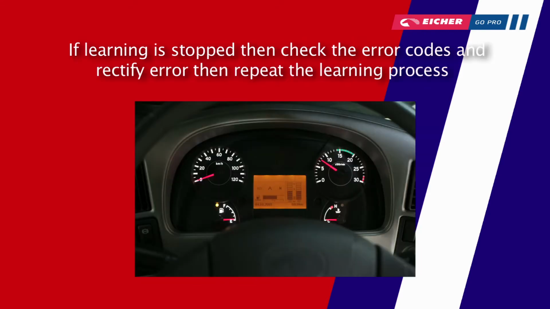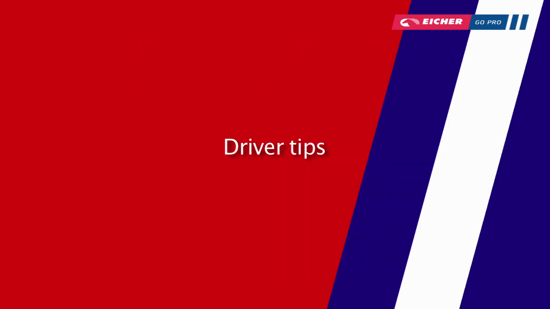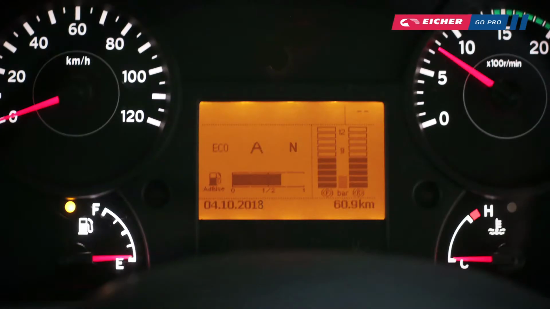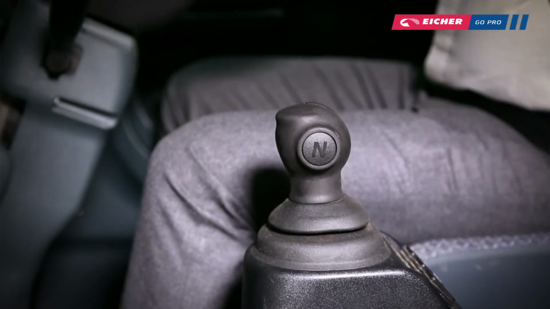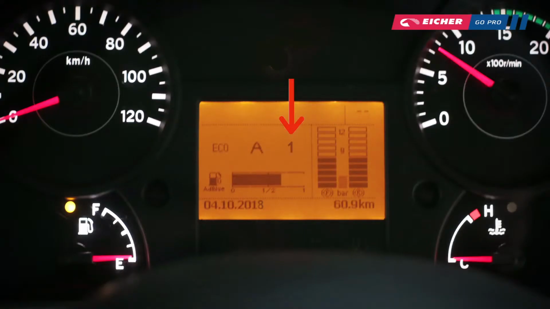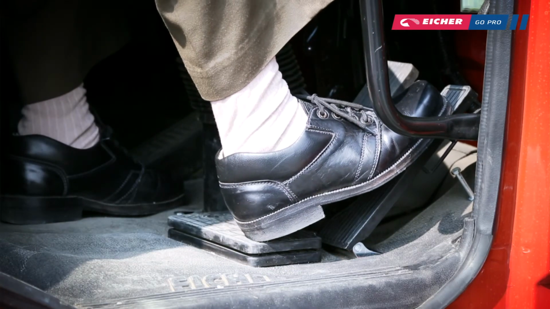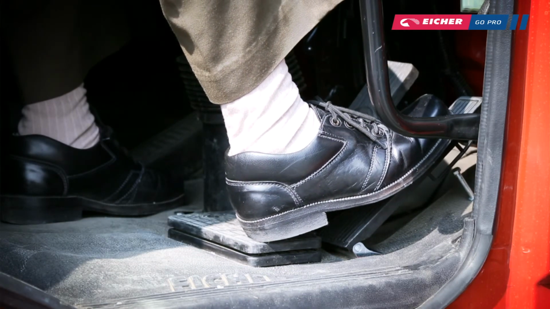Note: if learning is stopped, then check the error codes and rectify the error, then repeat the learning process. Driver tips. To operate the AMT, pneumatic pressure should be between 6.5 to 8 bar. Operate the joystick gently in the forward direction only. The AMT will automatically shift to neutral after 120 seconds in idling. To avoid this in traffic, slightly press the accelerator pedal once.